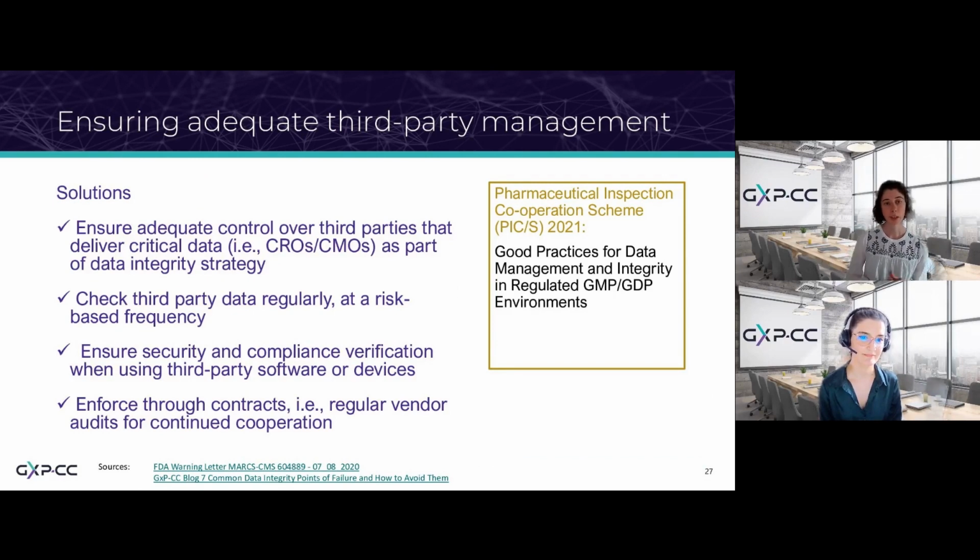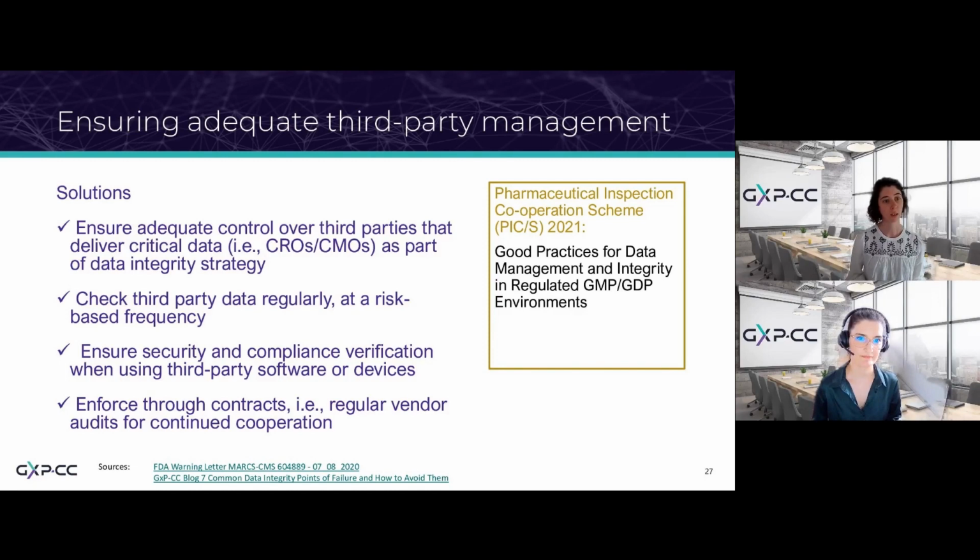I put up here reference to the Pharmaceutical Inspection Cooperation Scheme of 2021, because they put out this good practices guide, which has some really great tips for third-party management. They get into some excellent strategies. A little bit of that is ensuring adequate control over your third parties. The more critical the data is, the more control you want to have, and that should be part of your data integrity strategy as a company.